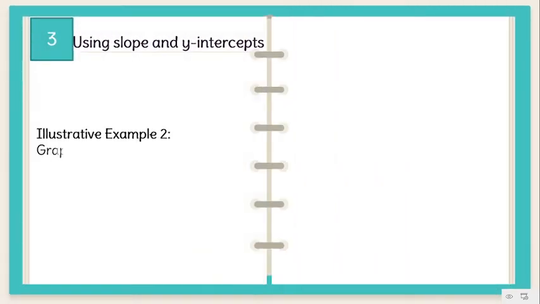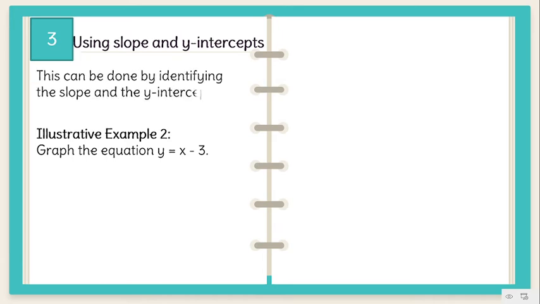Another example, graph the equation y is equal to x minus 3. Again, this can be done by identifying first the slope and the y-intercept of the linear equation. In this equation, m is equal to 1 and b is equal to negative 3. So the slope 1 means 1 over 1. 1 rise and 1 run.